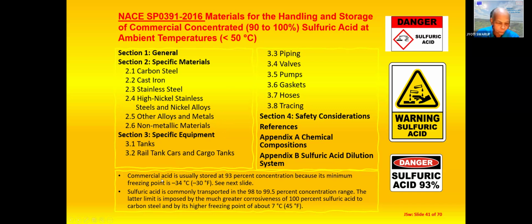The code also covers rail tank cars, because a lot of sulfuric acid is transported using rail tank cars. The design of piping, valves, pumps, gaskets, etc. and their materials have been specified in this code. And commercial acid is usually stored at 93%.